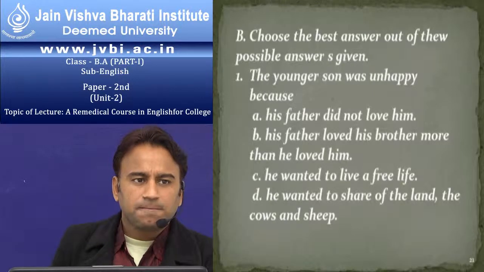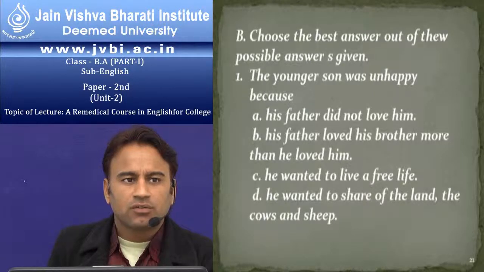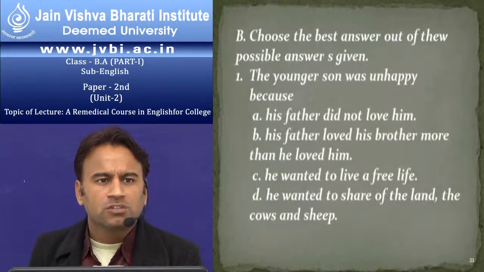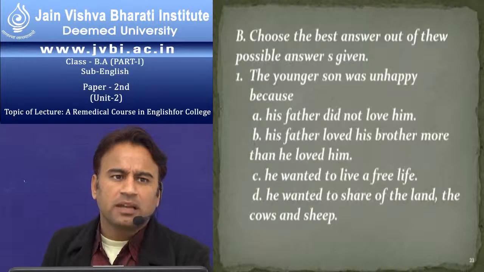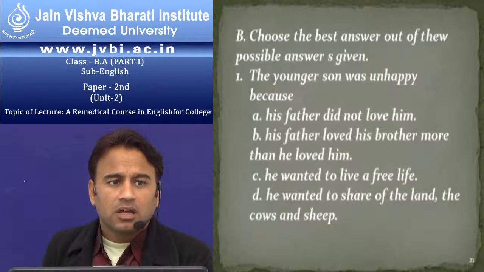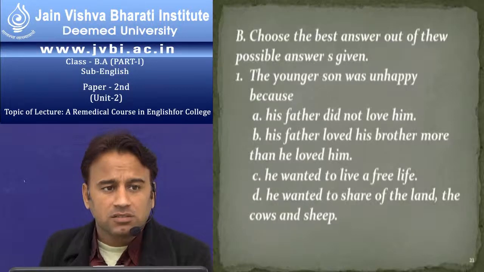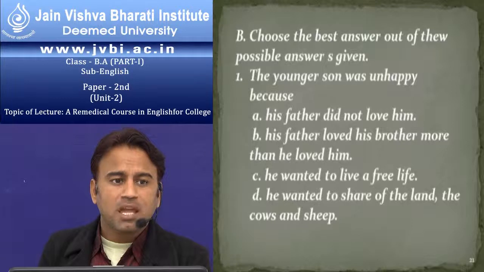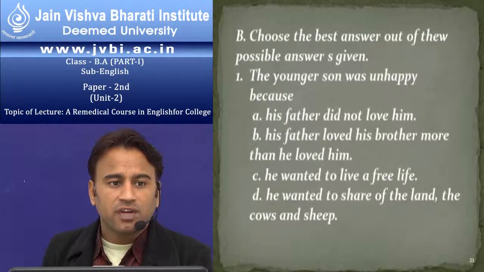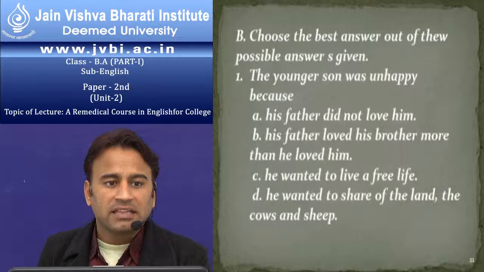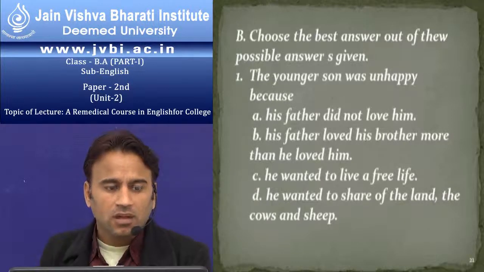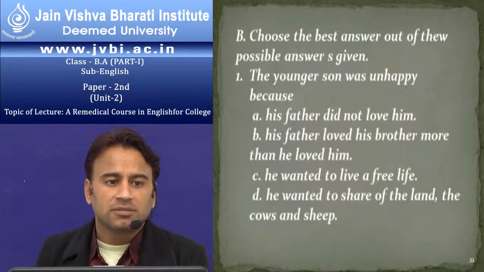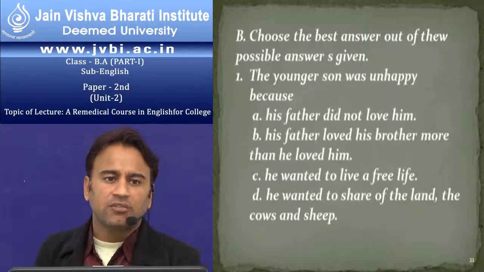So, exercise second, choose the best answer out of these possible answers given. First, the younger son was unhappy because his father did not love him. His father loved his brother more than he loved him. He wanted to live a free life. He wanted a share of the land and the cows and sheep. D is not true because he doesn't want to share the land and cows and sheep. He only wants his share, the money of his share.